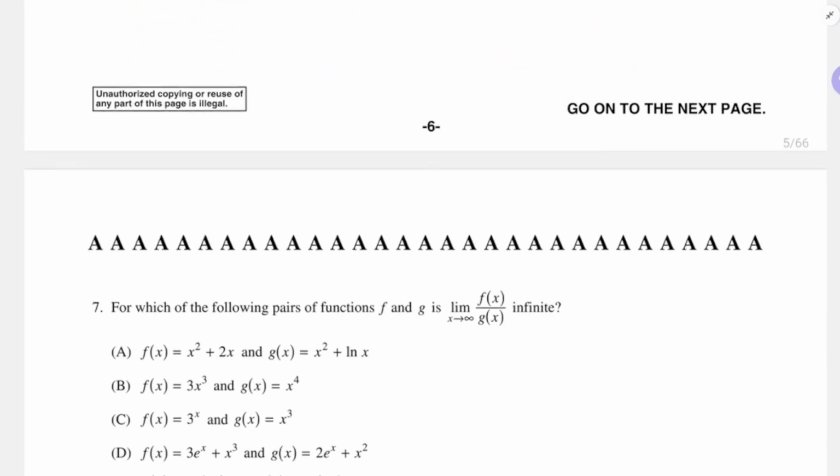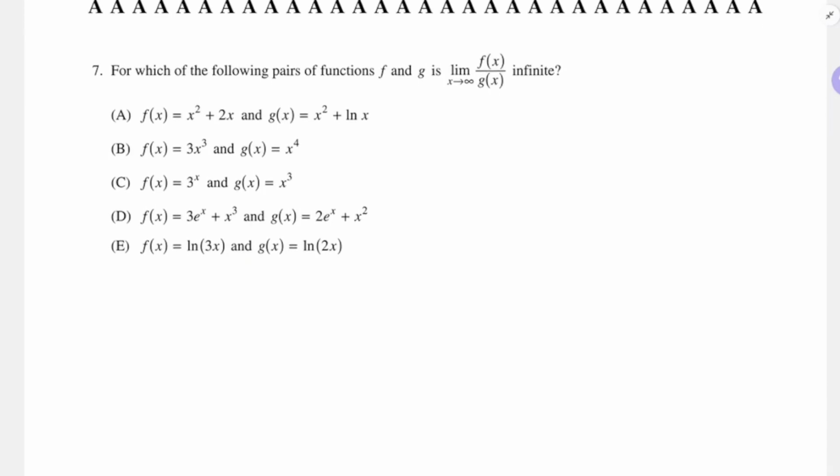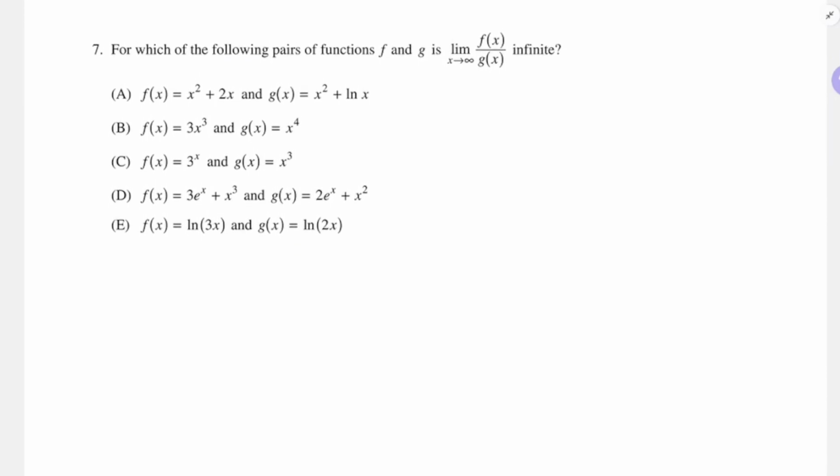All right. Which of the following pairs of functions is the limit as x approaches infinity of f divided by g infinite? Okay, so that would be infinite if f was growing faster than g. Or potentially if x was approaching infinity and g was going towards 0, but that's not happening in any of the answer choices. So I want kind of like f grows faster than g.